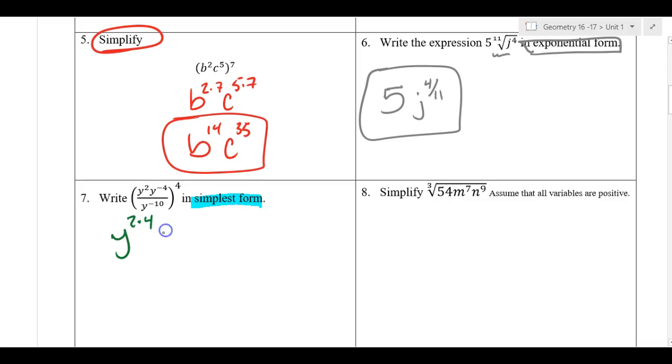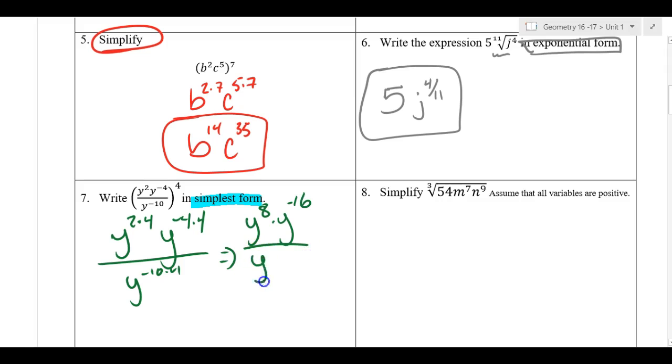So 2 times 4 for this power of y, negative 4 times 4 for this one, all over y times negative 10 times 4. And we can simplify this to say y to the 8th times y to the negative 16th, all over y to the negative 40. Now in simplifying this, my bases for the numerator, y and y, are the same, so that means I have 8 plus negative 16. I can actually combine those to say y to the negative 8 by adding, divided by y to the negative 40.